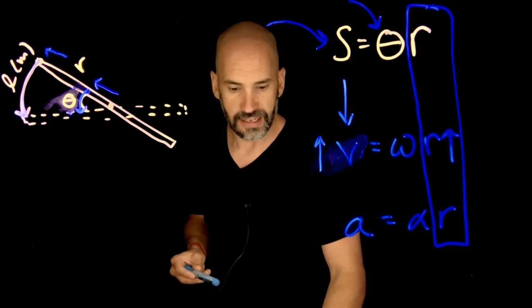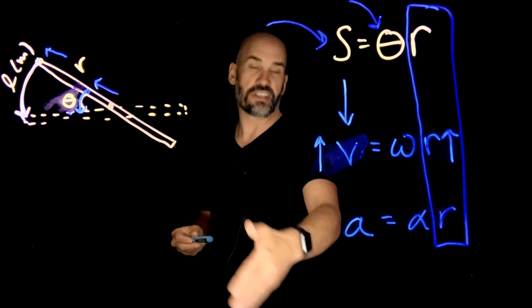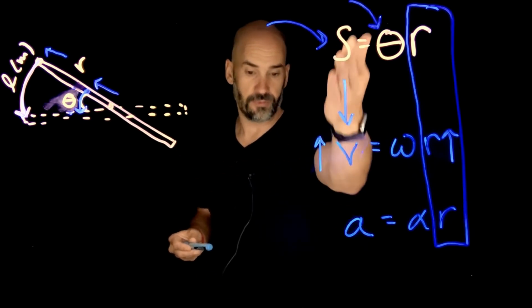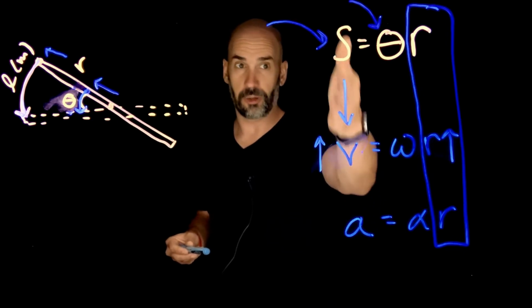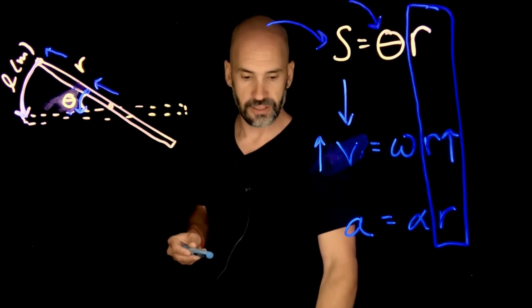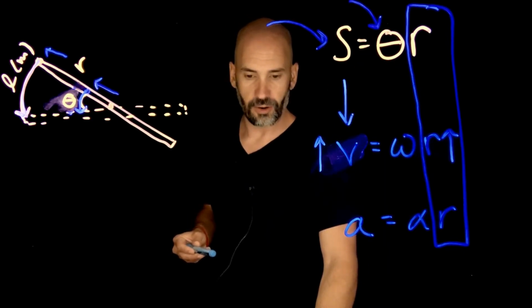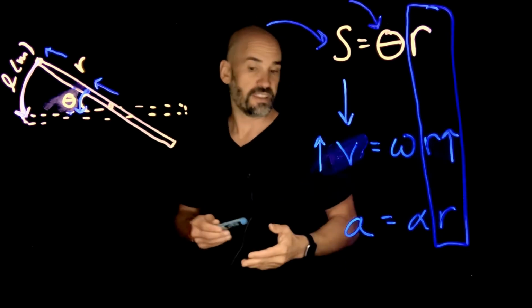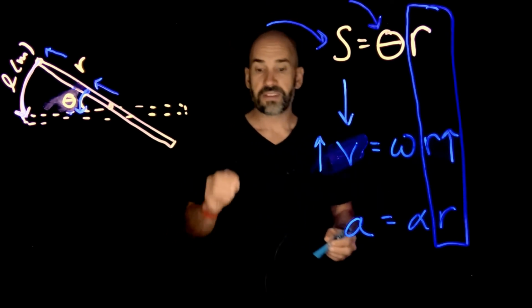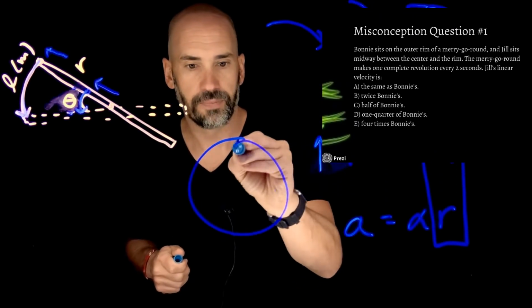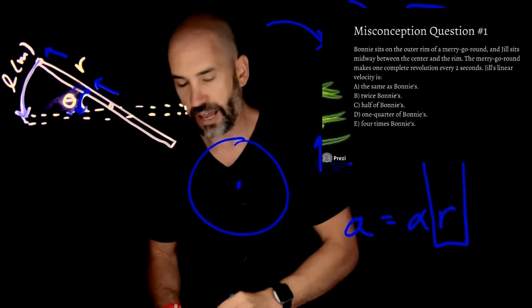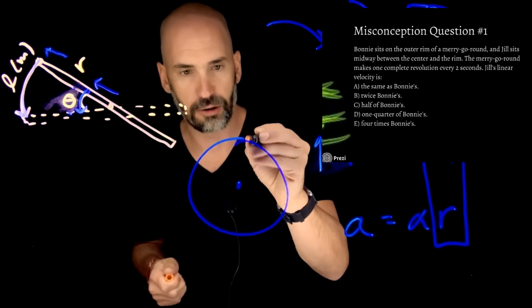How does this work? Well, let's do an example. The next slide really just has what I already have here, okay? How you get your linear variables by multiplying your rotational variables by r. And so let's take a look at this misconception question, number 1 then. It says Bonnie sits on the outer rim. Here's a merry-go-round. Okay, so we have Bonnie sitting on the outer rim.